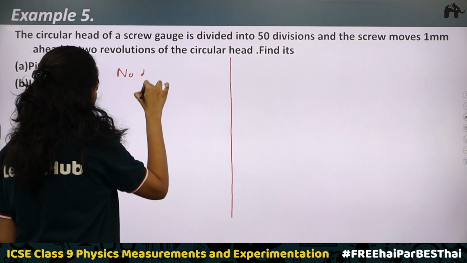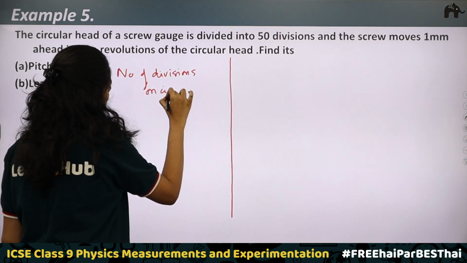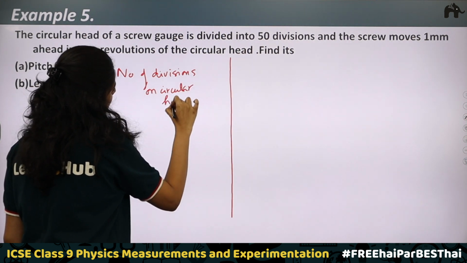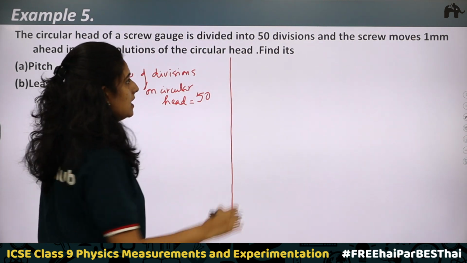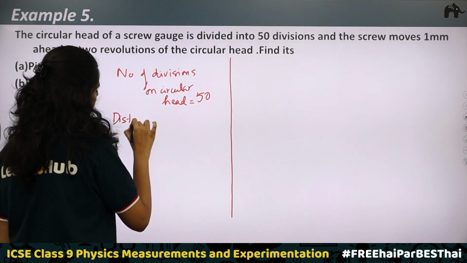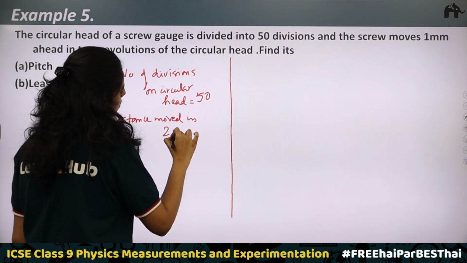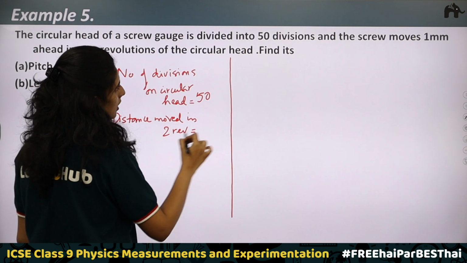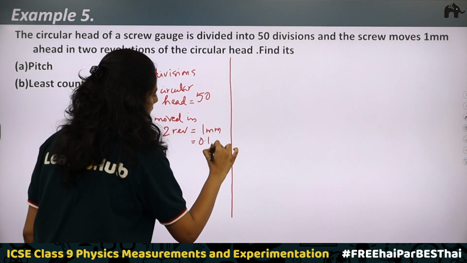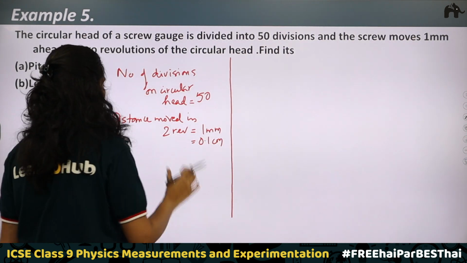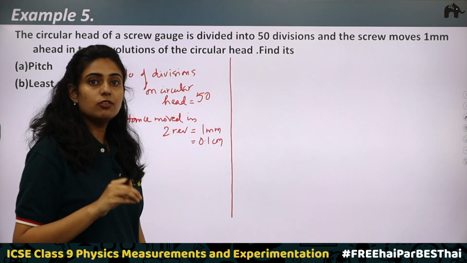Number of divisions on circular head is equal to 50. Okay, it is given the distance moved in 2 revolutions is equal to 1 millimeter. What is 1 millimeter? It is 0.1 centimeter. Then what is the distance moved in 1 revolution? Distance moved in 1 revolution will give you the pitch.